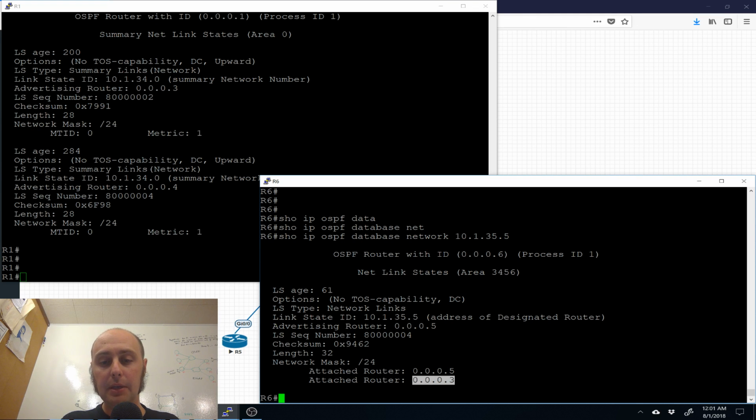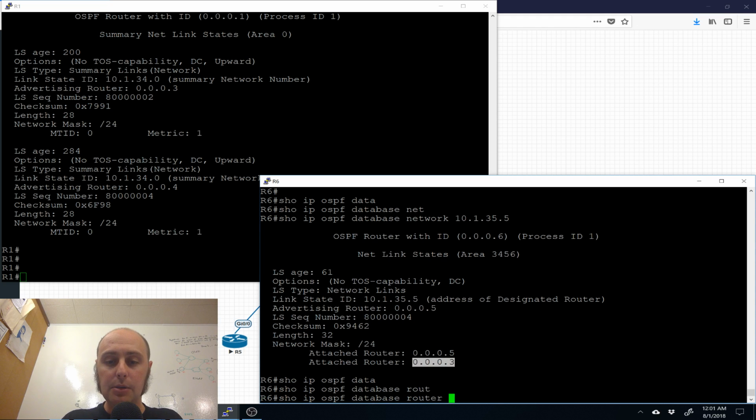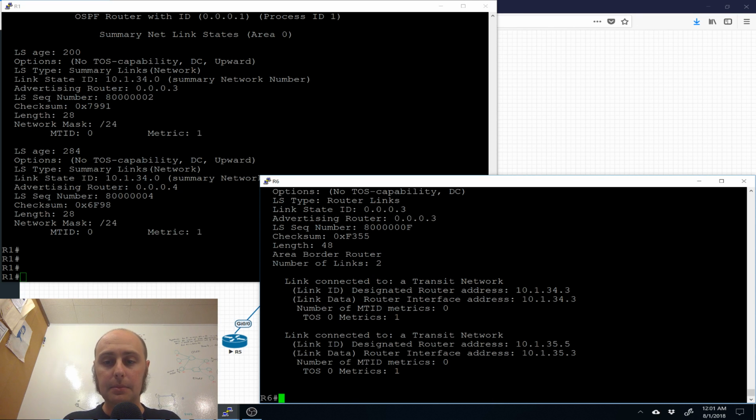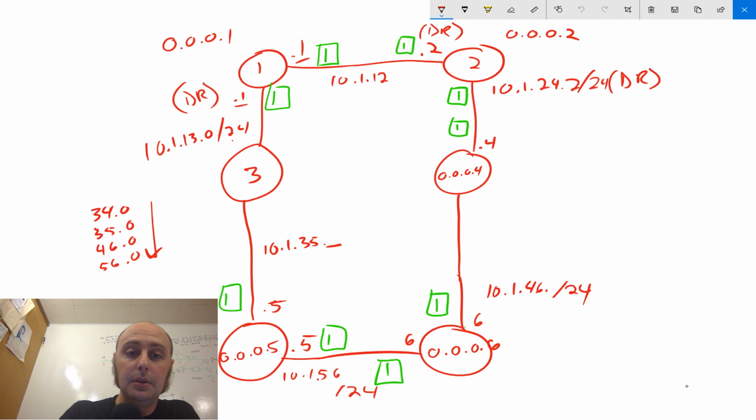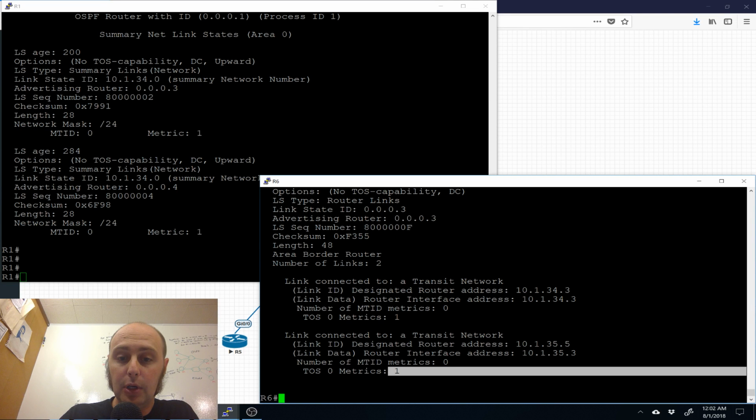So now this gives us which router we need to use to pull the router LSA. Show IP OSPF database router, paste. Okay, and this is going to give us 2 interfaces. Here's our IP address for the segment that we were chasing from router 5. Let's put that in there now, which is .3. The cost is 1.